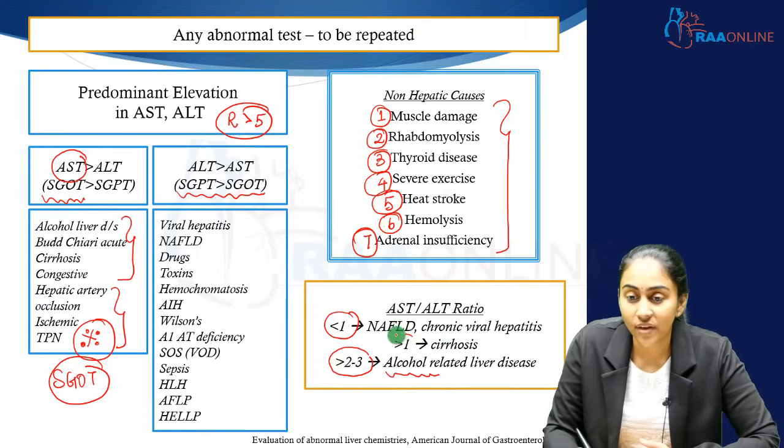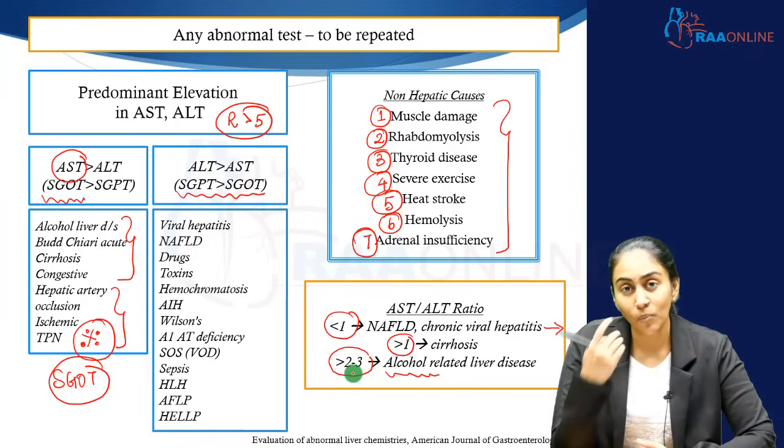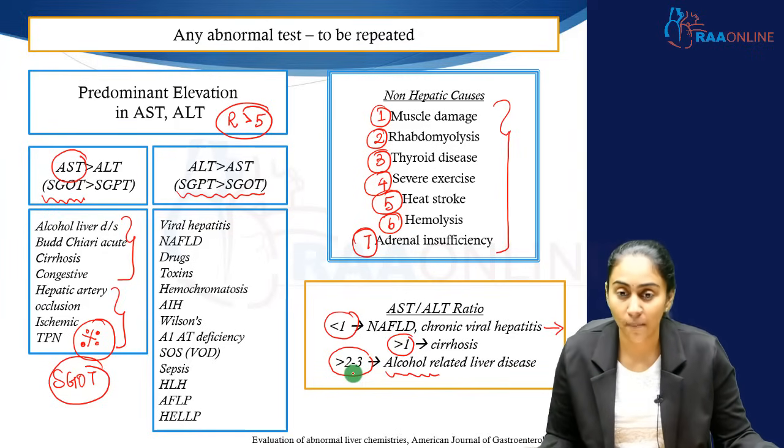And as they develop cirrhosis, even these patients, as they go on to develop cirrhosis, then you find that this ratio gradually becomes more than 1. But if it is more than 2 or more than 3, the higher the ratio, the more likely it is to be alcohol-related liver disease, as long as the ratio is above 2.